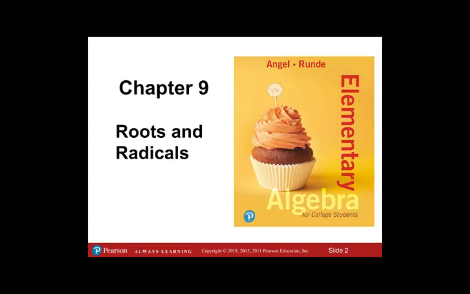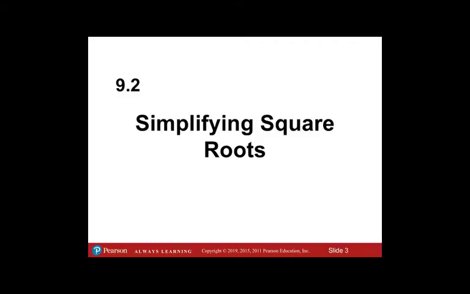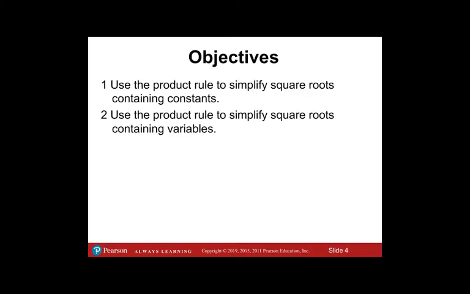With that, we're going to move into today's lecture. Today, I'd like to continue chapter 9 with roots and radicals and move into section 9.2, simplifying square roots. Some objectives here are to use the product rule to simplify square roots containing constants, and use the product rule to simplify square roots containing variables.